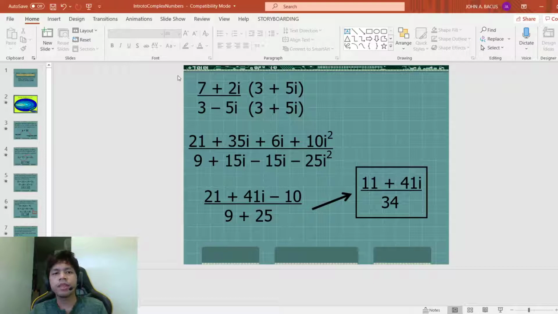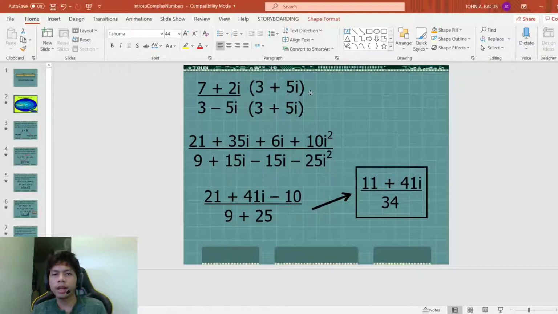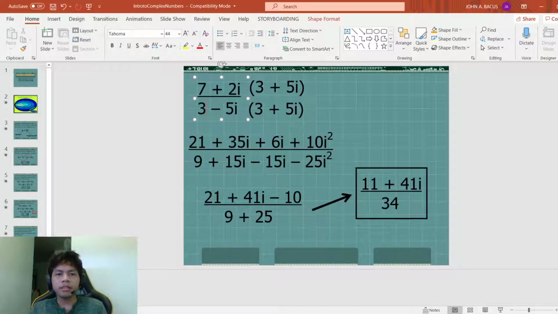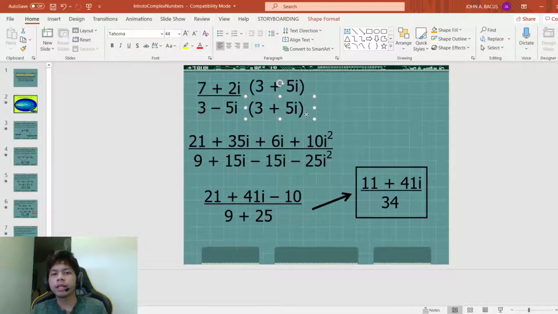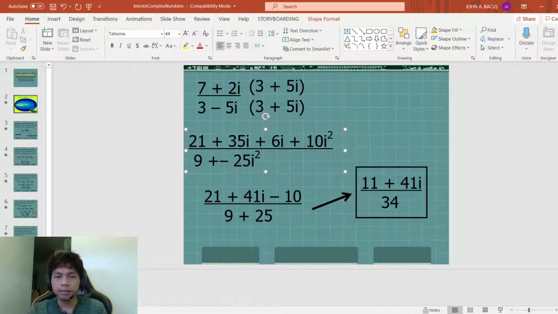All right. Same thing that we did, just simply use the FOIL method here. So 7 plus 2i times 3 plus 5i, you will have this term on the numerator. Then 3 minus 5i times 3 plus 5i. Remember that this is a difference of two squares, so this will just be equivalent to 9 minus 25i squared, because the middle terms will be cancelled. They will disappear.